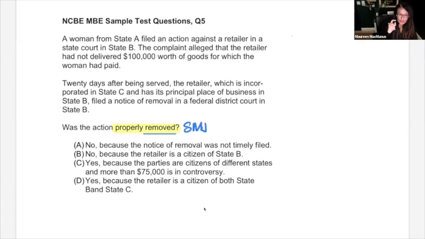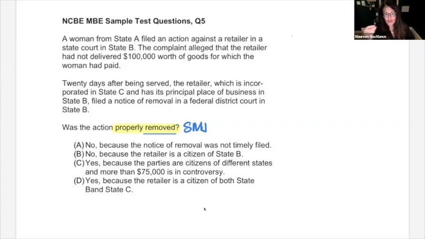And then when I look at this again, one thing I have noticed, because I've been deconstructing all of the MBE problems, is that when they say, was the action properly removed? They're not really saying, I mean, you do need to know that there is SMJ, but you also always need to know whether it met all of the technical requirements. Within SMJ, this is why people miss these questions so much, there are a lot of little technical requirements. Obviously you need either federal question or diversity. When it's diversity, you need complete diversity and you need to meet the amount in controversy. But there's a few other rules.